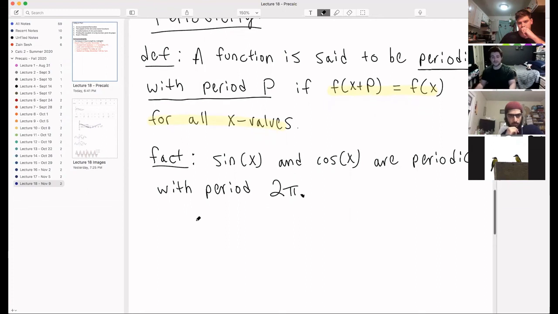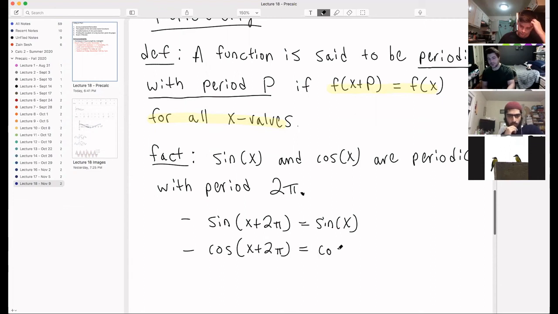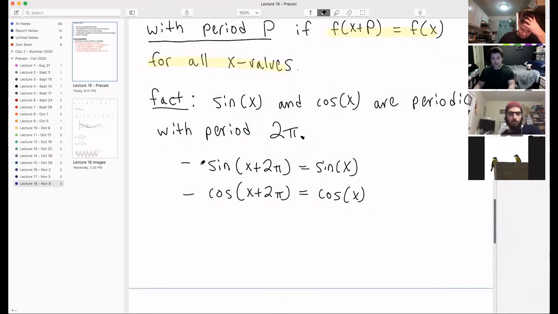So what does this mean really? Well, by definition, it means that sine of x plus 2 pi is equal to sine of x. That's the definition of having period 2 pi. And also cosine of x plus 2 pi is equal to cosine of x. All right, good. I hope this makes sense. This is a really nice definition.